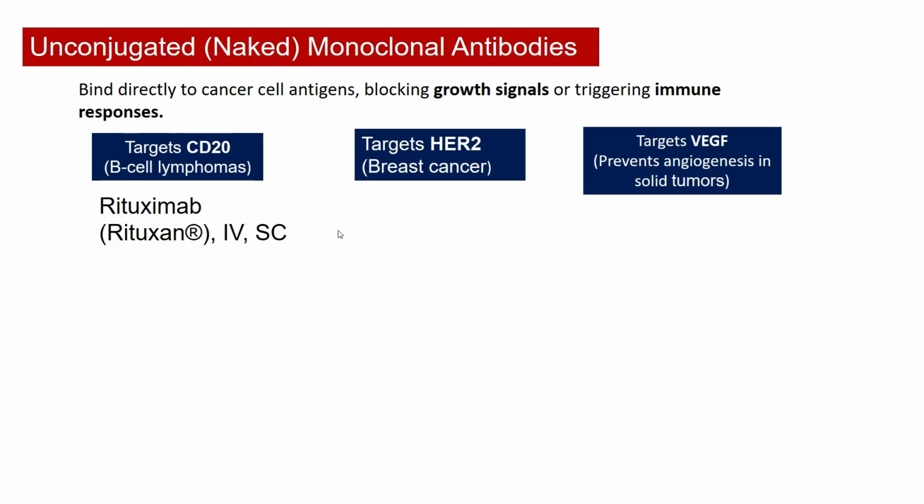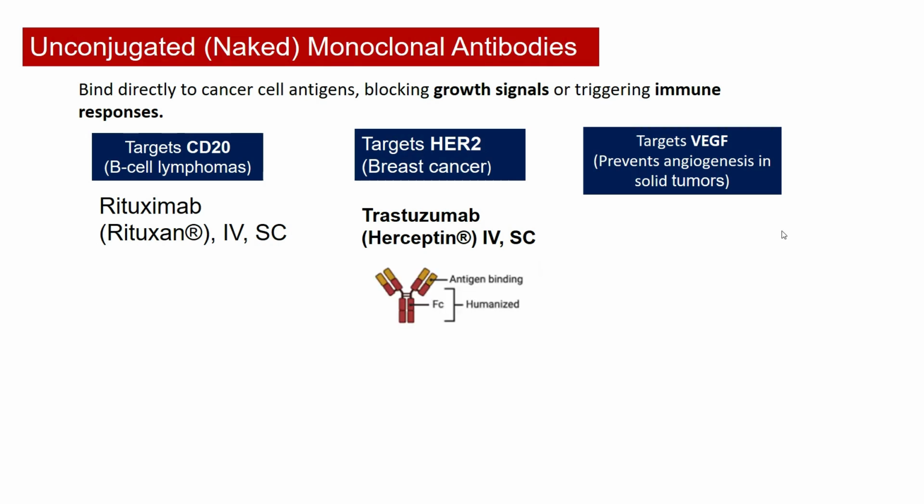Rituximab is a very popular drug which targets the CD20 protein on B cells, and is also known as a B cell depleter. These drugs come as IV, so they require an infusion, a hospital infusion. And then there is trastuzumab, which also targets HER2. The brand is Herceptin. Obviously, Herceptin is used for breast cancer. It comes as an IV infusion plus subcutaneous, and these are types of monoclonal antibodies.